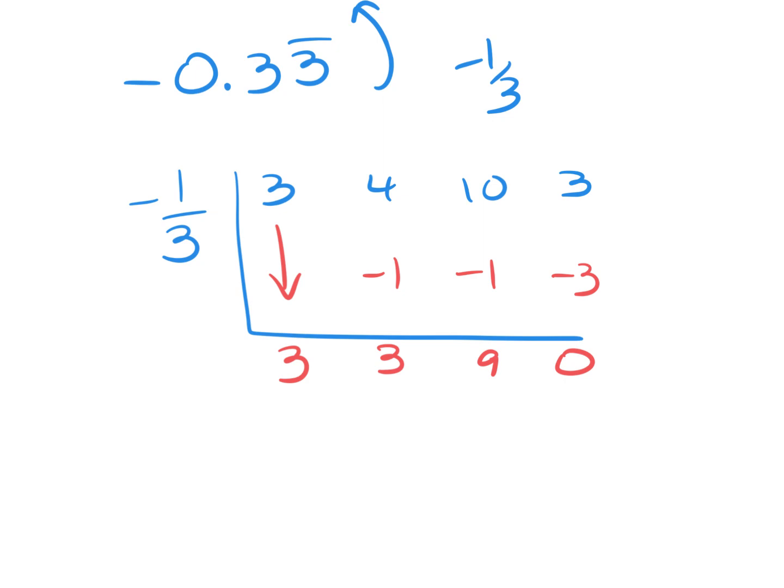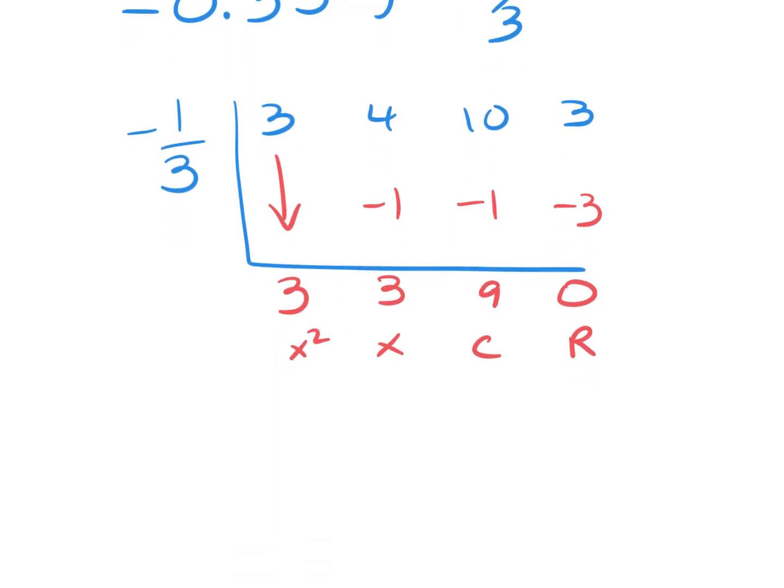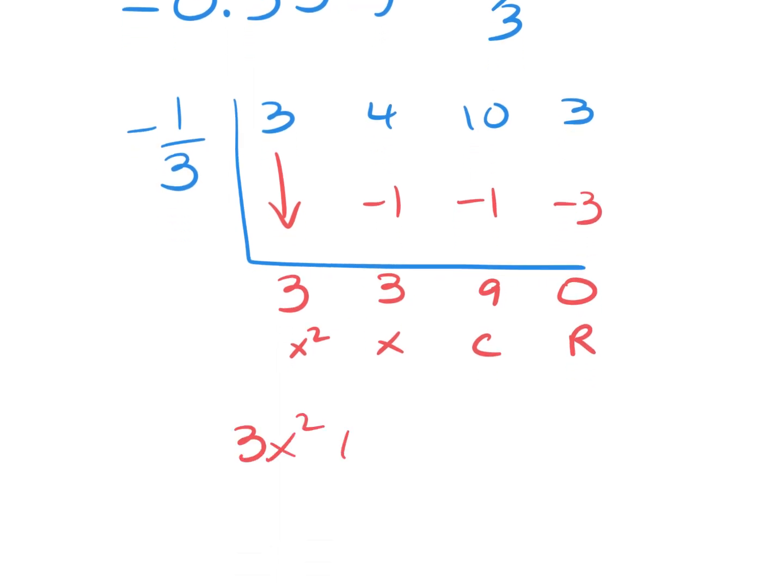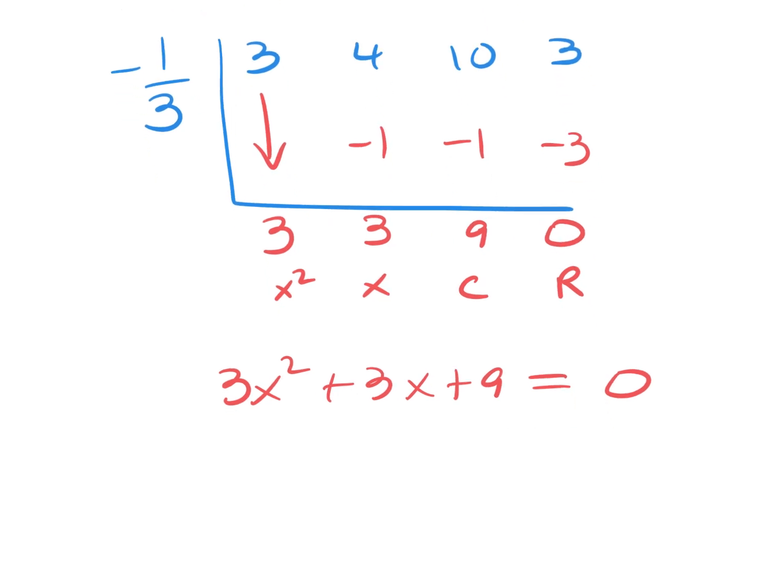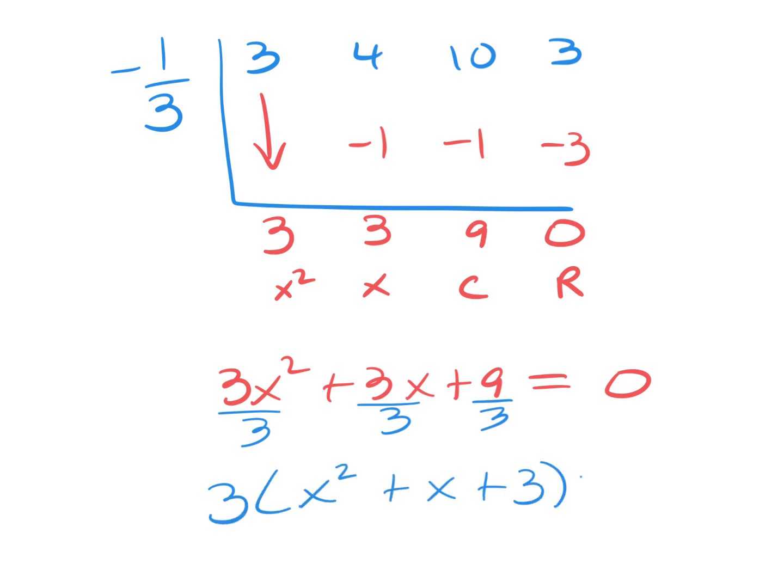So now let's put back the variables. This is the x squared, the x, the constant, and the remainder. So it's 3x squared plus 3x plus 9 equals 0. I now need to, it's quadratic. I cannot factor it. I can factor GCF out. So let me do that first. I'm going to factor out a GCF of 3. So then I'm left with x squared plus x plus 3.